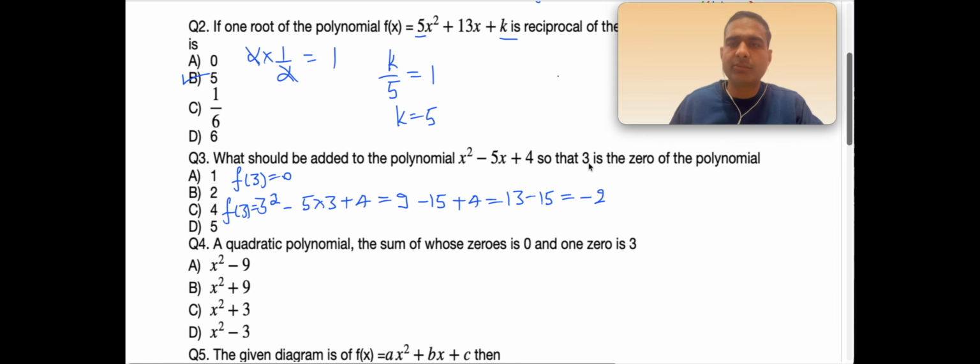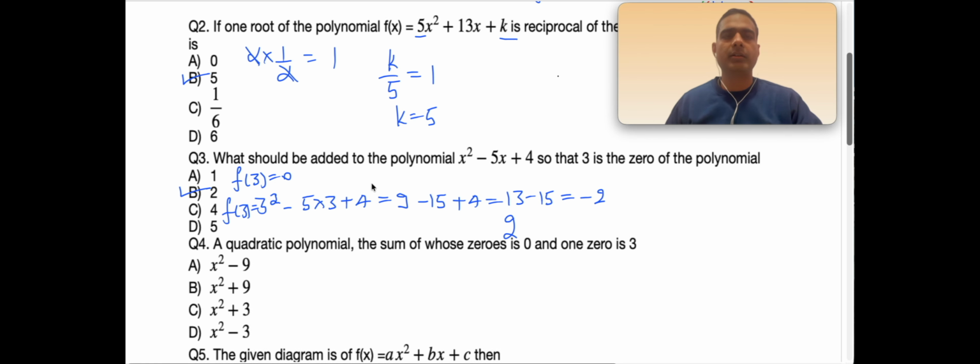But it is given that we have to add something to this so that 3 is the 0 of the polynomial. So f of 3 should be 0, but we are getting that f of 3 is minus 2. So what should be added? If I add 2 in this equation, f of 3 will become 0. It means our answer will be B, that is 2.